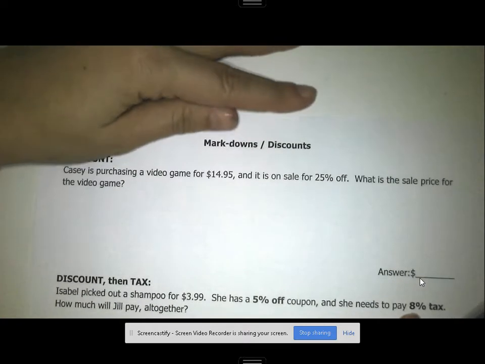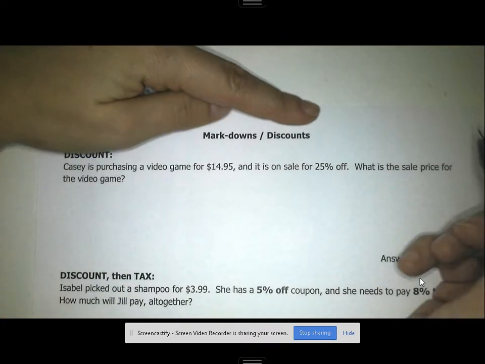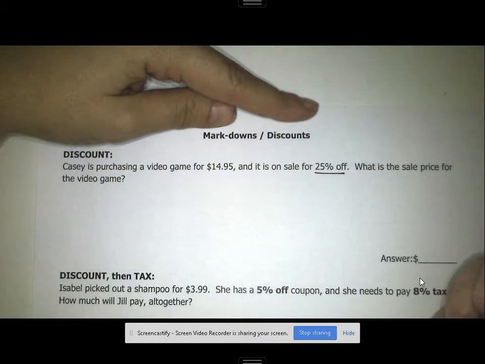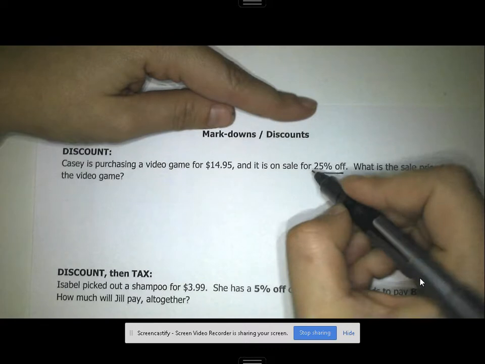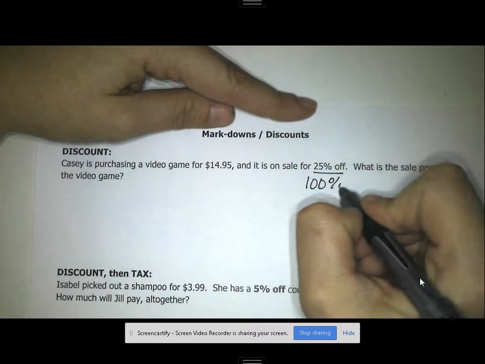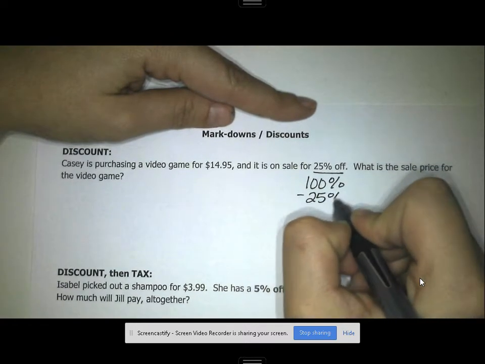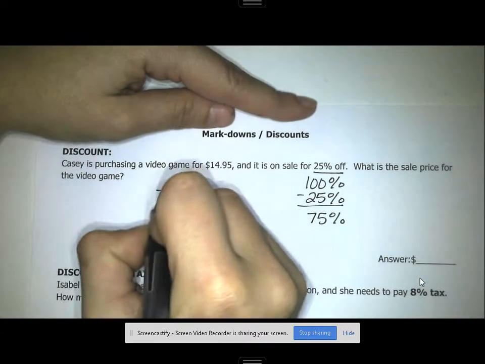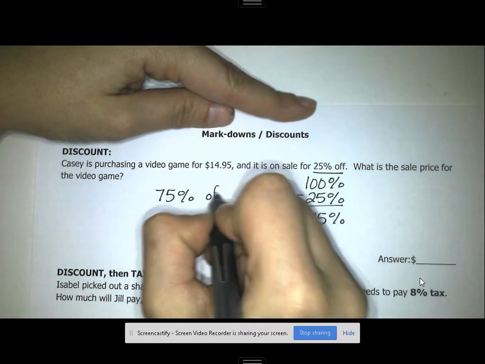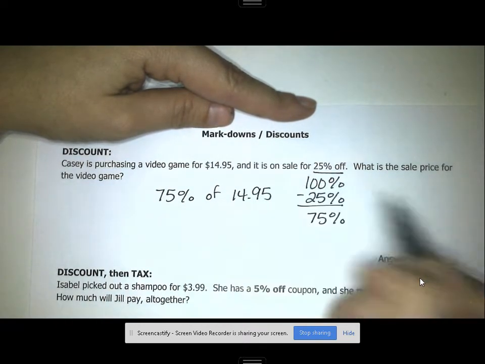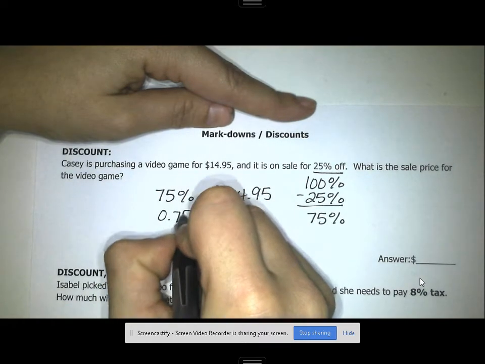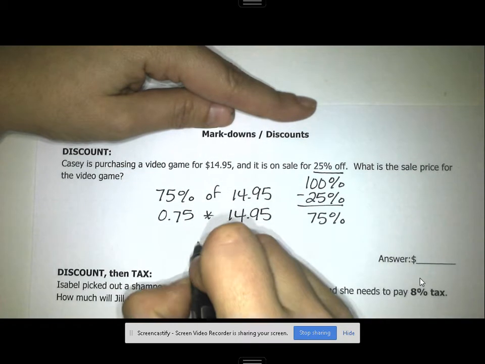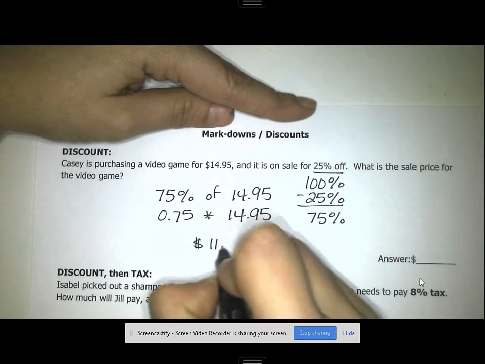First question. Casey is purchasing a video game for $14.95 and it's on sale for 25% off. What is the sales price of the video game? So Casey was going to have to pay 100% of the price of the video game, but now it's 25% off. So Casey is left paying 75% of the price. So Casey pays 75% of $14.95, which is the same as 0.75 times $14.95. And if you put that in your calculator, you get 11.2125.